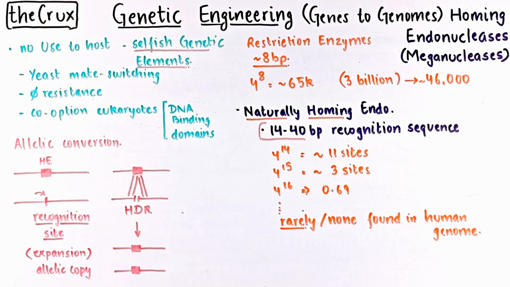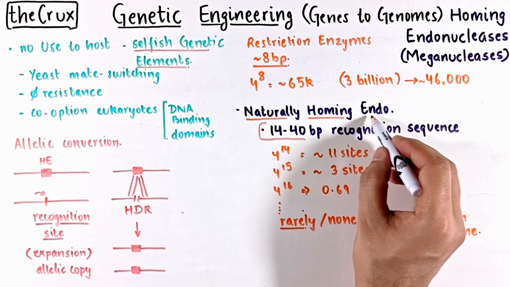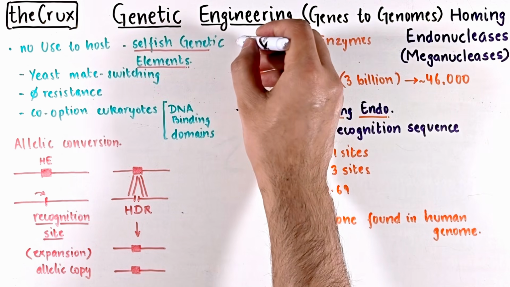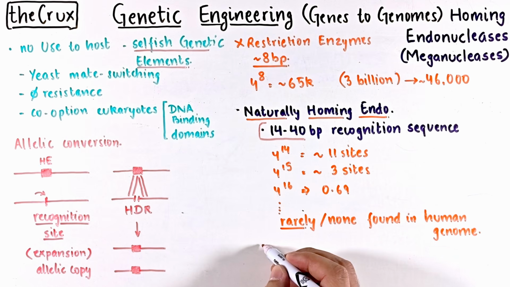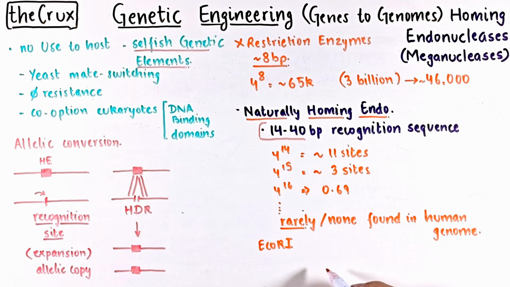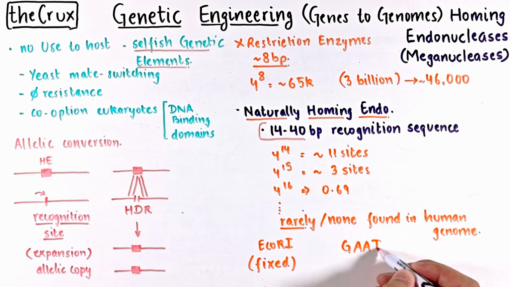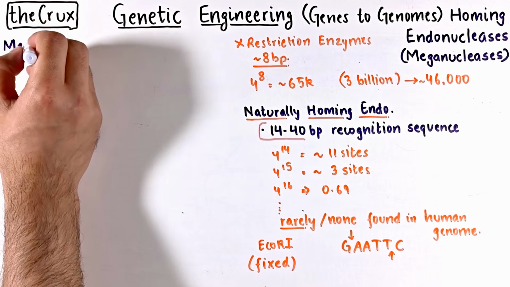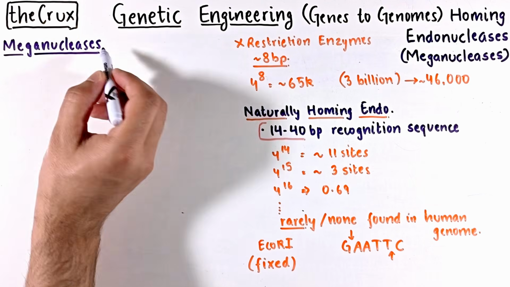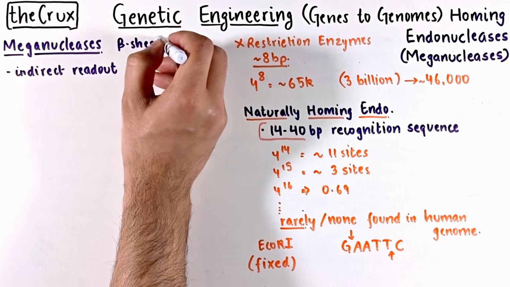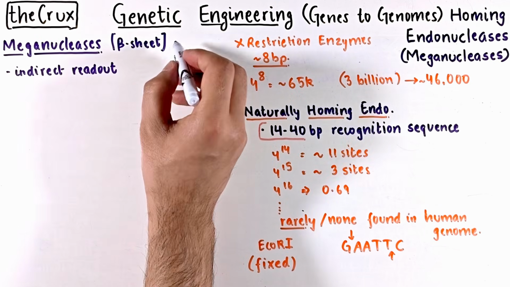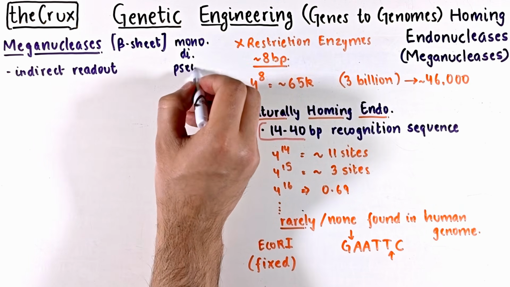One important thing, homing endonucleases are not restriction enzymes. Restriction enzymes have a restriction modification system, which is not part of the meganuclease function. Also, restriction enzymes, and I'm using EcoR1 as an example, have a very specific DNA sequence to bind and cleave. In contrast, meganucleases rely on an indirect readout mechanism, which is typically done with the help of beta sheets within this enzyme. They can exist as monomers, dimers, or pseudomer proteins.